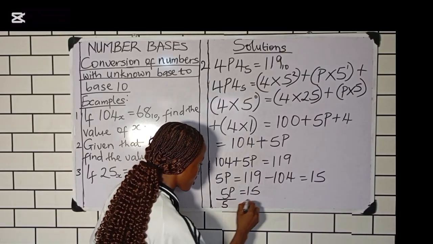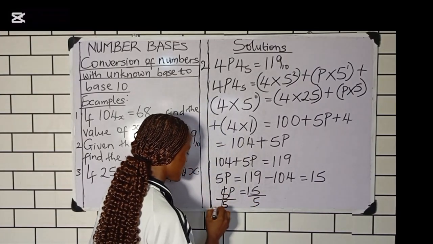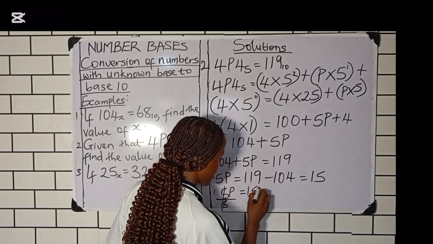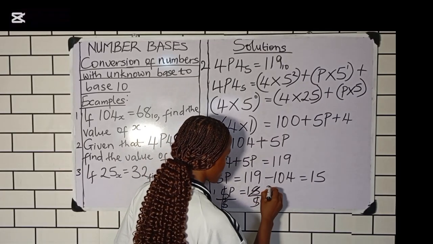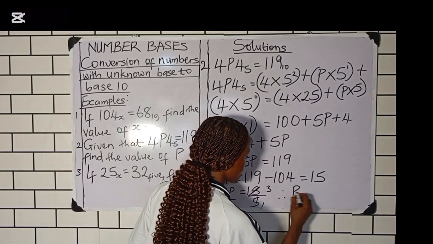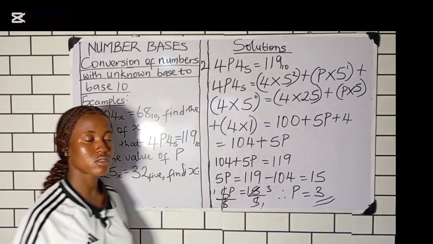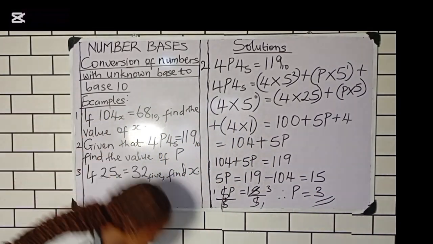Have your 5 here. Have your 5 here. 5 divided by itself will give us 1. 5 divided by 15 here will give us 3. Therefore, our p here is equals to 3. This is our final answer for question number 2. Now, question number 3.